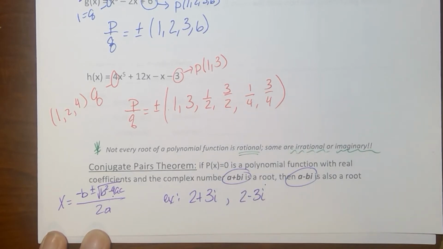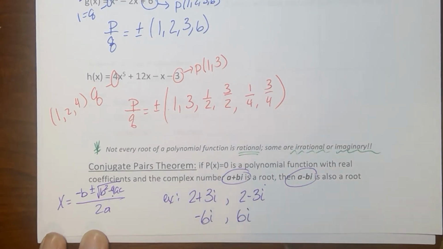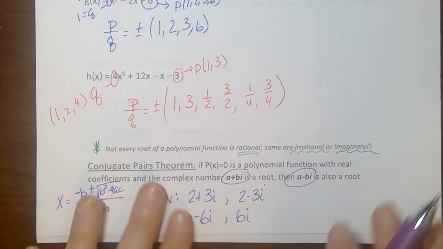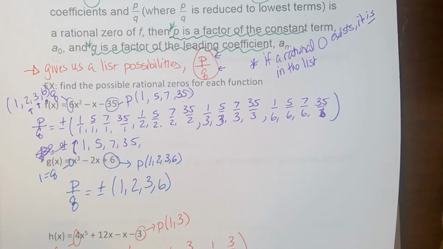For example, if one root is 2 plus 3i, I automatically know that I have a root 2 minus 3i. If I have a root that is negative 6i, then I also have the root positive 6i, because imaginary roots come in conjugate pairs every single time. Let's put some of this to use.